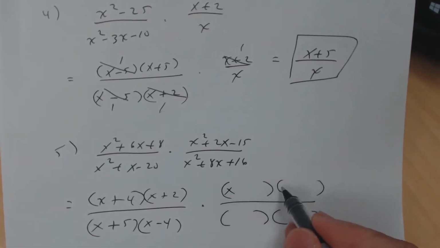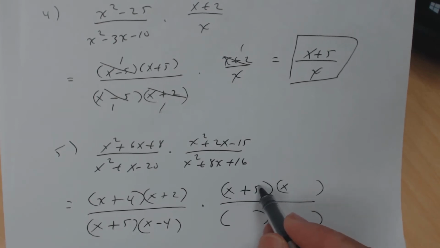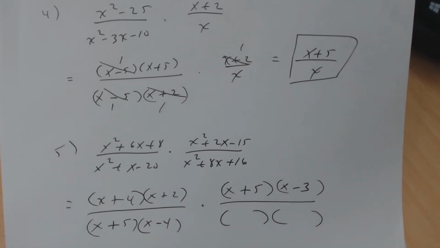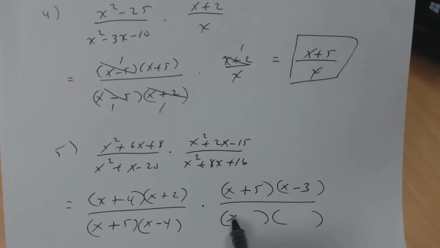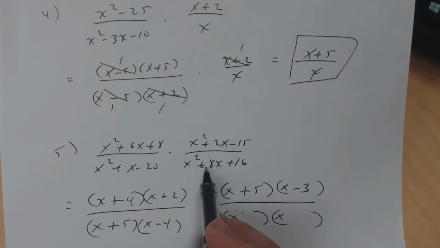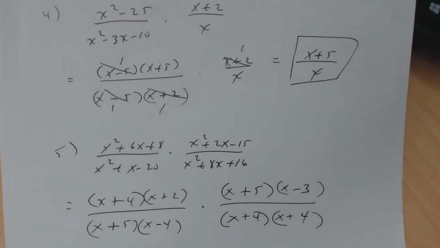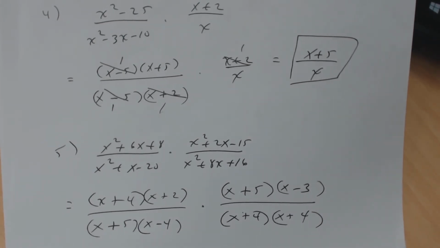Over here, x times x, I need a negative 15 for the last. I need the outer and the inner to add up to be 2x. So that's going to be a positive 5 and a negative 3. And over here, x and x, the last sign's positive. Both signs in here are going to be the same. They're going to be that little sign. And the only thing that will work would be 4 and 4. All right. So I factored each of those trinomials.